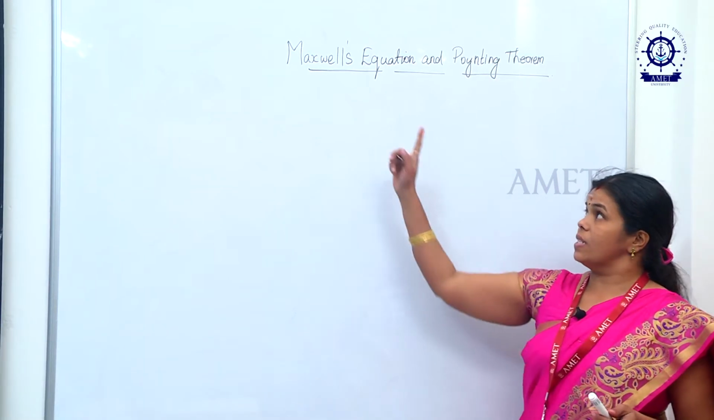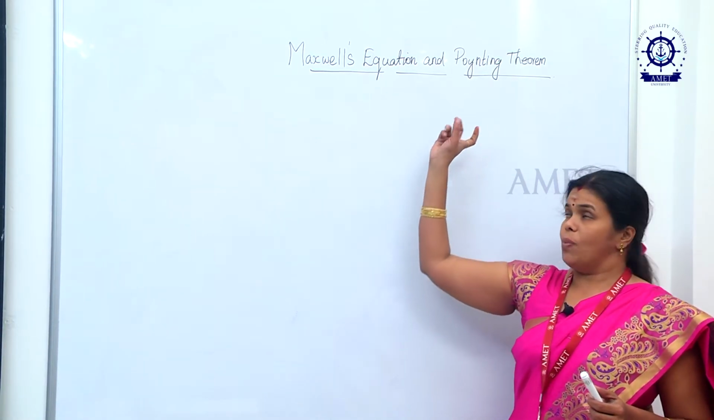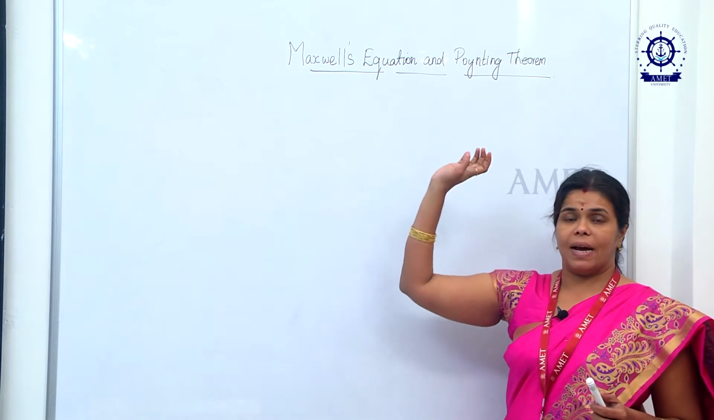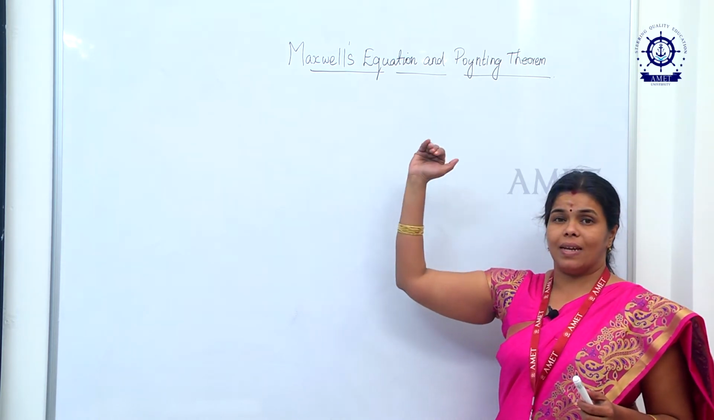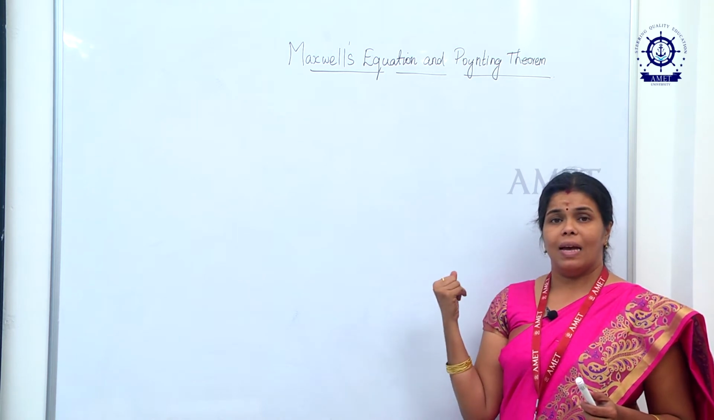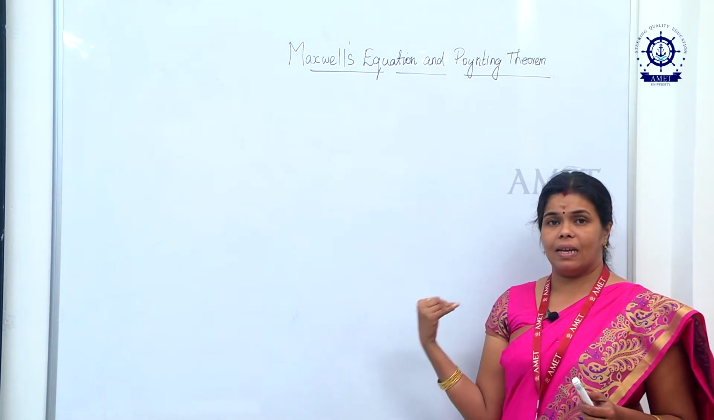Now I am going to give a lecture about Maxwell's equations and Poynting theorem in electromagnetic theory. Actually, Poynting theorem is derived from Maxwell's equations. Maxwell was a scientist who derived the equations from Ampere's law, Faraday's law and Gauss's law.